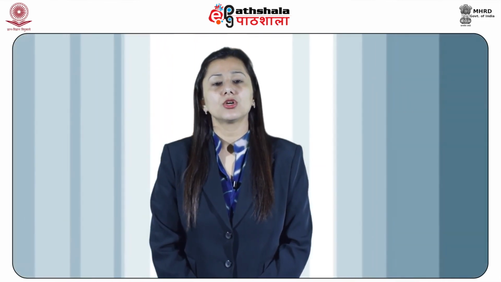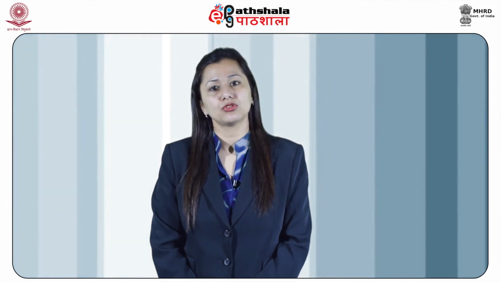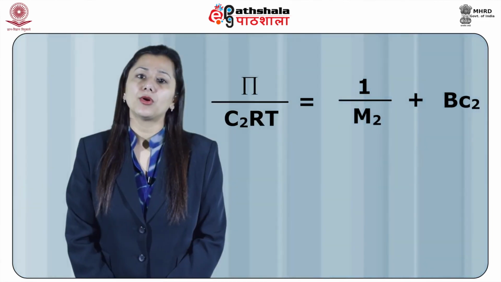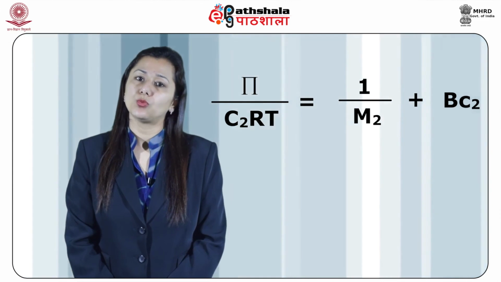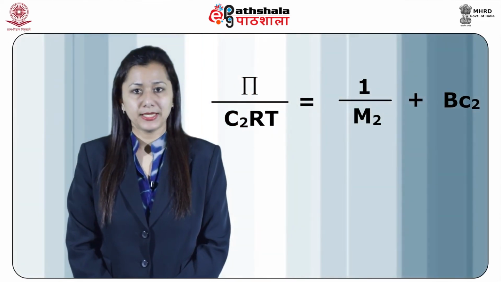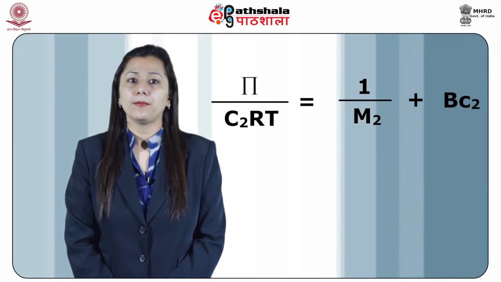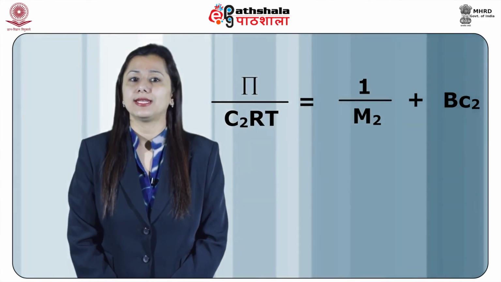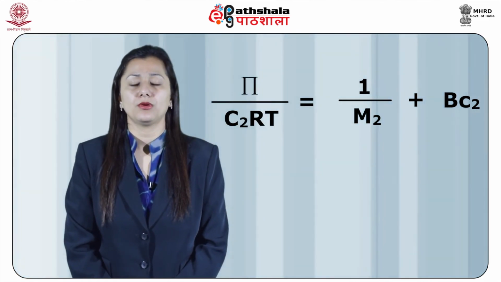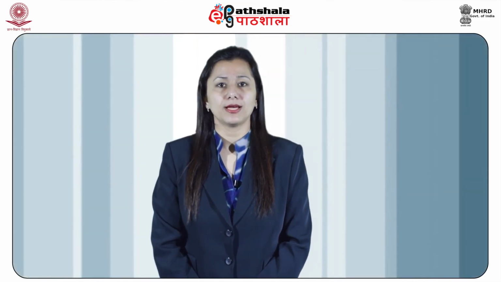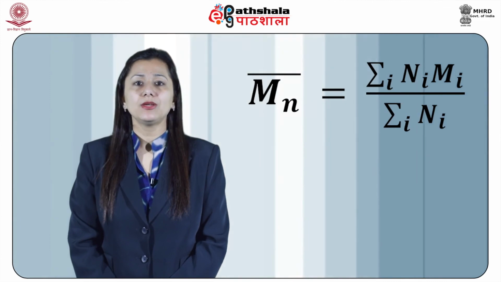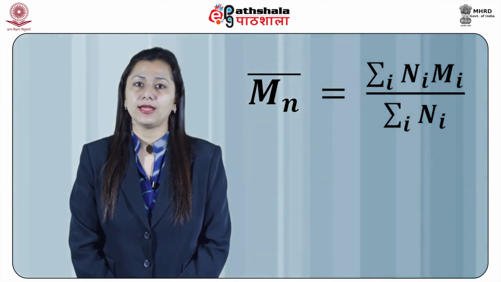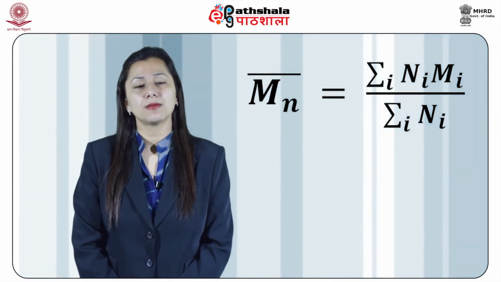Polymer solution is a non-ideal solution. Thus, osmotic pressure for a polymer solution is given by pi upon C2 RT equals 1 by M2 plus B into C2, where B is the second virial coefficient and M2 is the molar mass of the polymer. Osmometry technique provides number average molar mass, that is Mn bar, which is equal to summation NiMi divided by summation Ni.